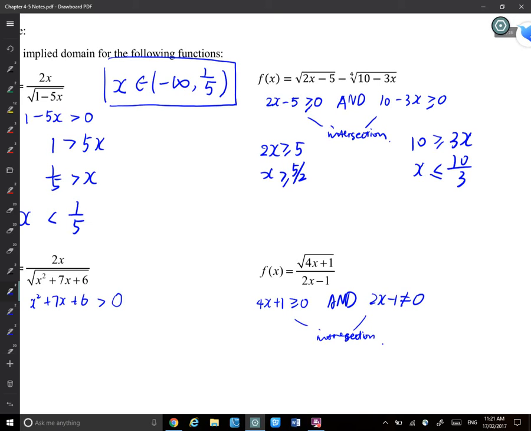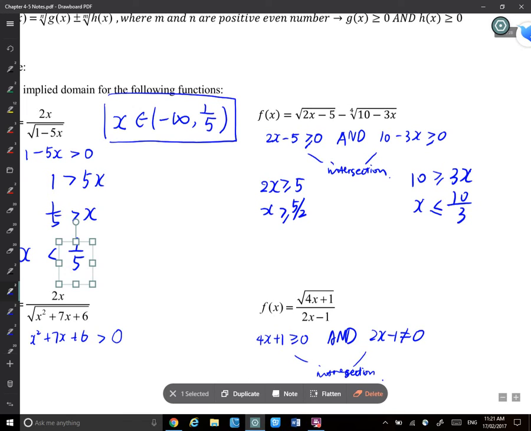So how can we find the intersection between two sets? That's an easy one, so you may see it directly. But say if we have 3 inequalities or 4 inequalities, what's the method we use to find the intersections between those inequalities? We will sketch a number line.